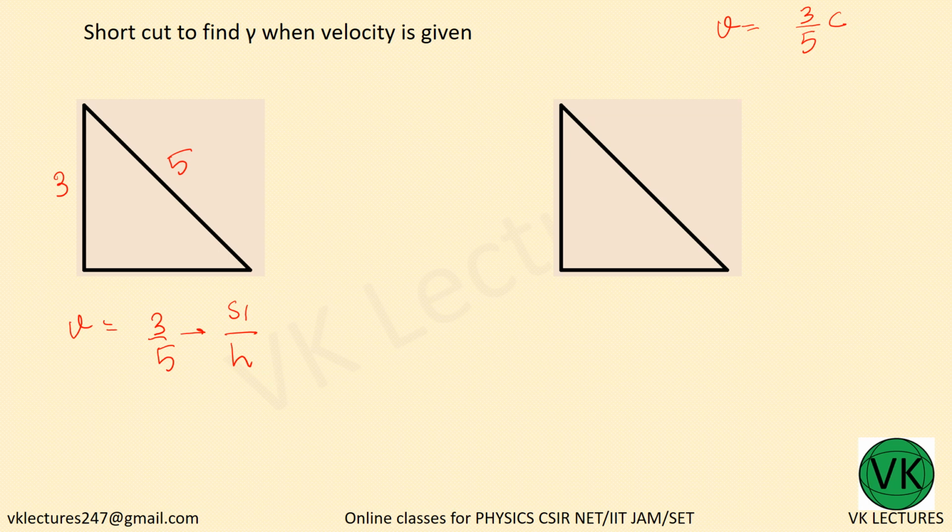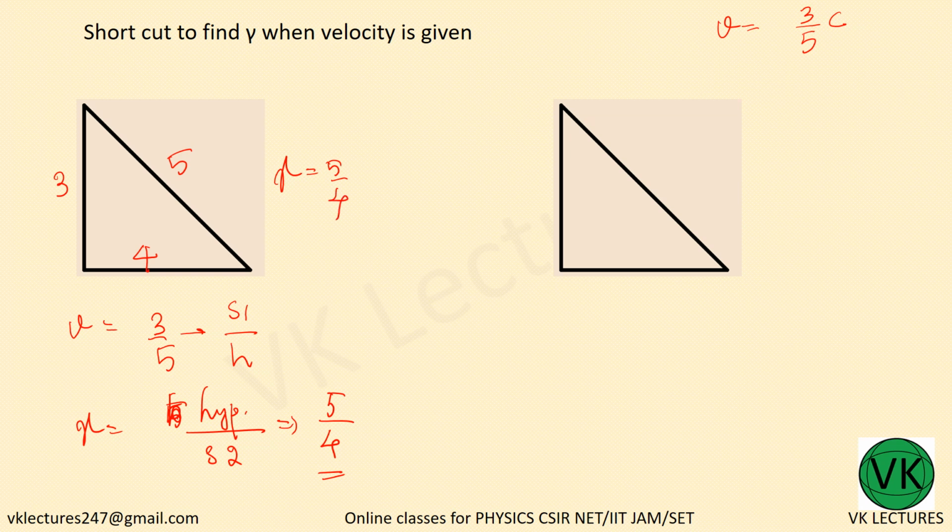That is 4. Now gamma is given by hypotenuse divided by side 2. What is hypotenuse? 5. What is the side? 4. So gamma is equal to 5 by 4.